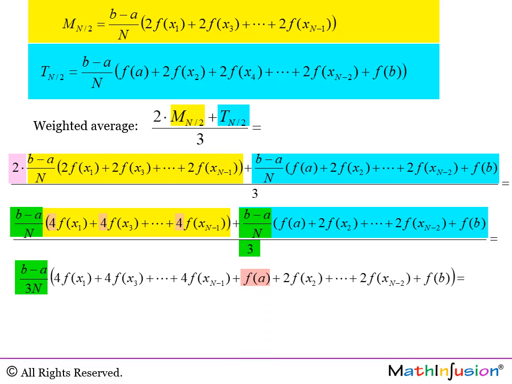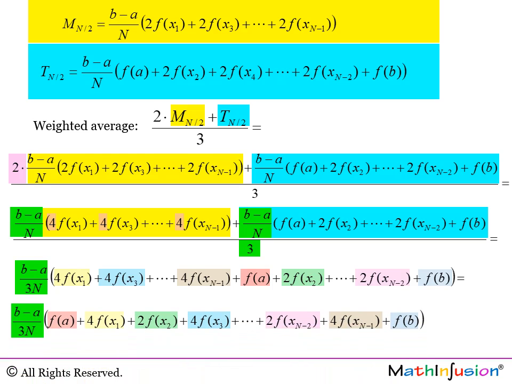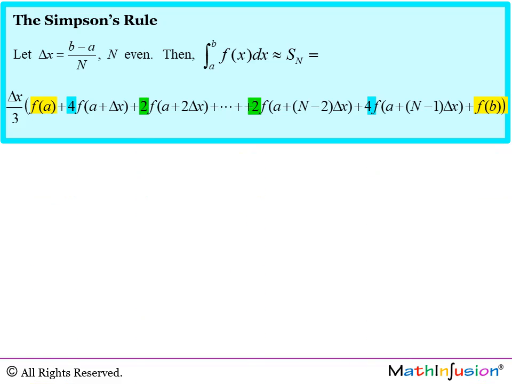Now we just want to reorder, by the order of the indices. We want the first one to be f of a, and then f of x1, and then f of x2, and so forth. After ordering, we get this. And we get the Simpson's rule.